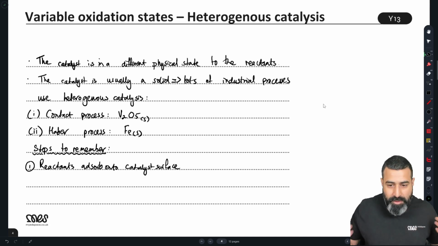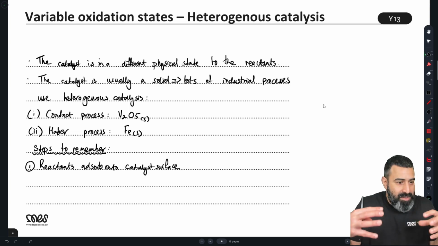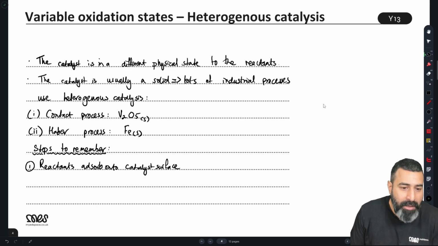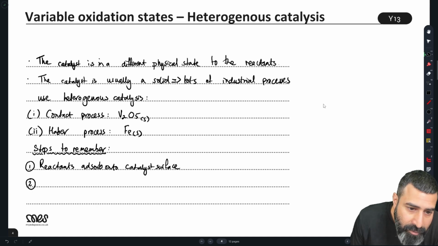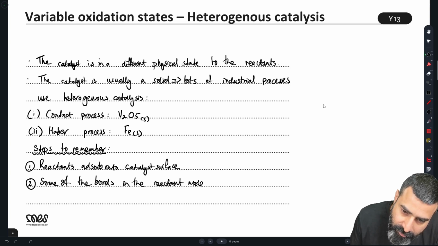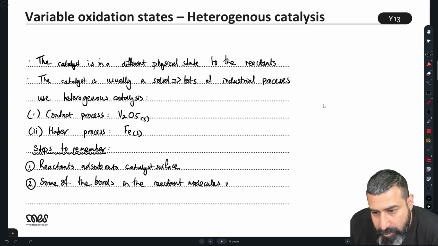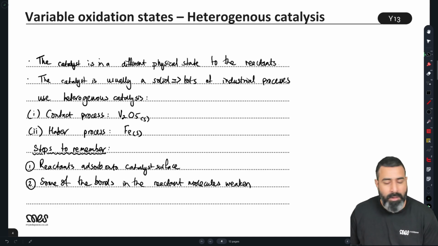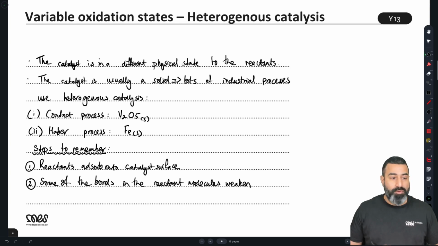And as the concentration of the reactants increases, the reactants get closer together, and as they get closer together, there's a larger chance that these guys are going to come into contact and collide and react. And then some of the bonds in the reactant molecules weaken. And then let's think about what the last step is. So as some of the bonds in the reactant molecules weaken, there's a greater chance of making the reaction easier.